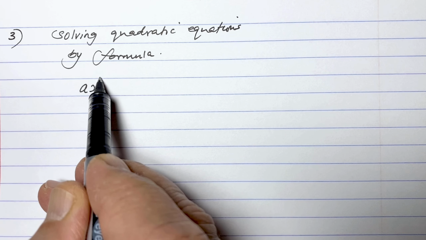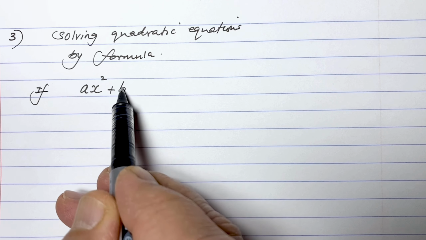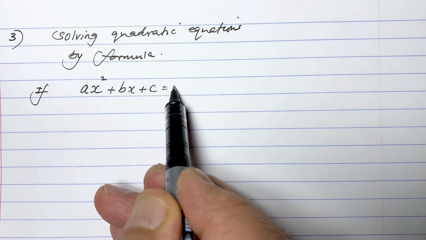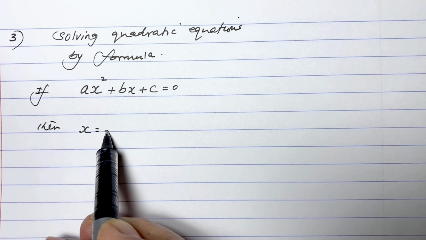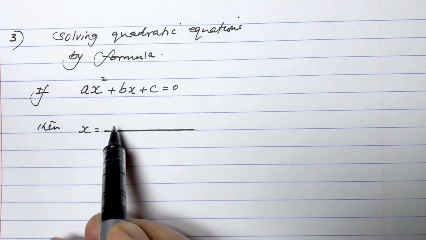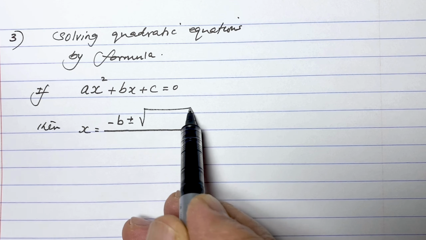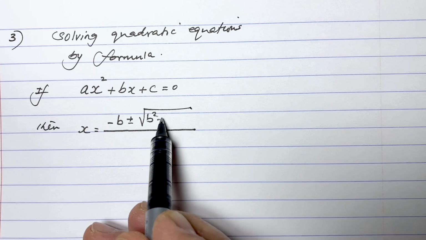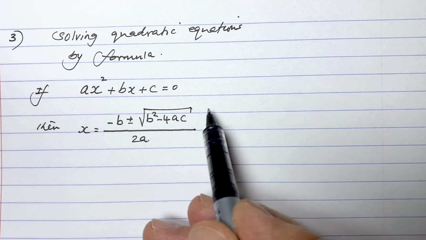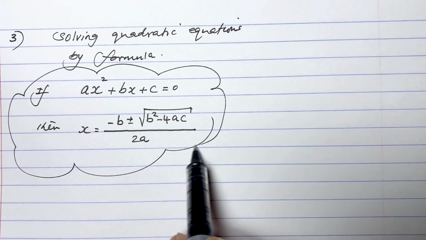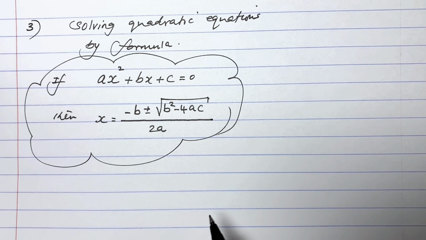And the formula says if we have ax squared plus bx plus c equals 0, then we can find x by this formula, which is minus b plus and minus the square root of b squared minus 4ac, over 2a. So this is the formula that we use for quadratic equations and it applies to all of them.